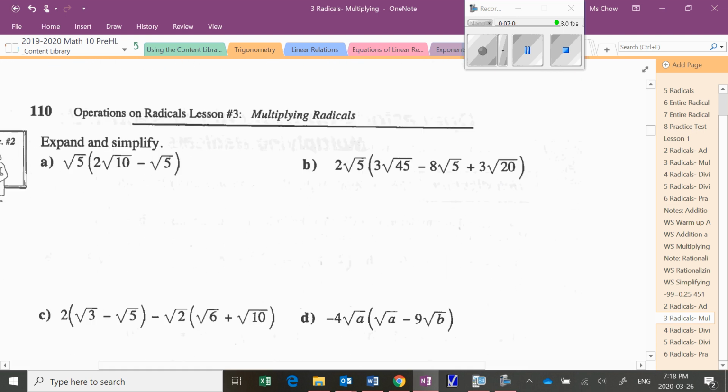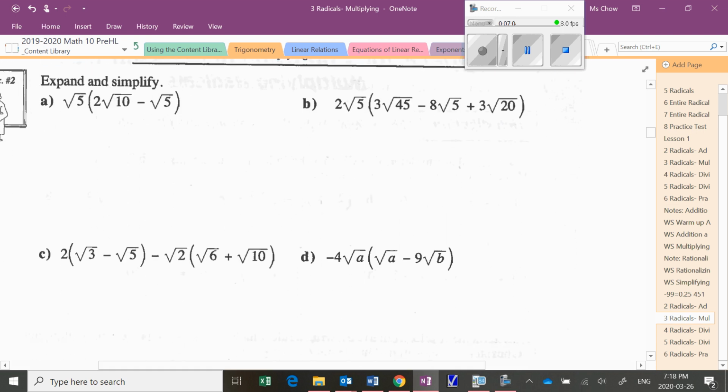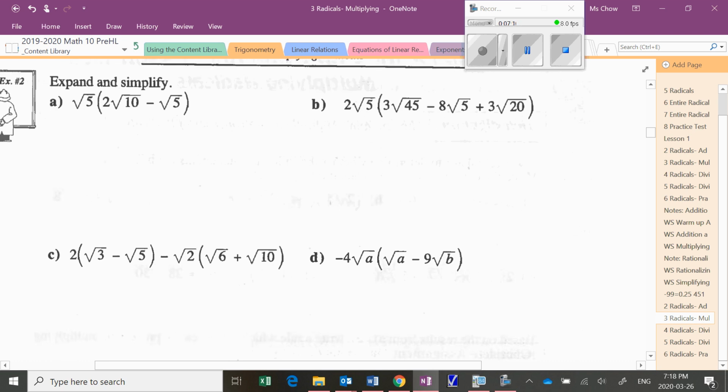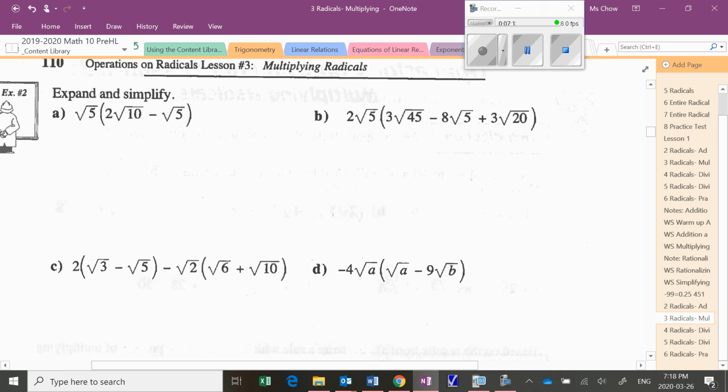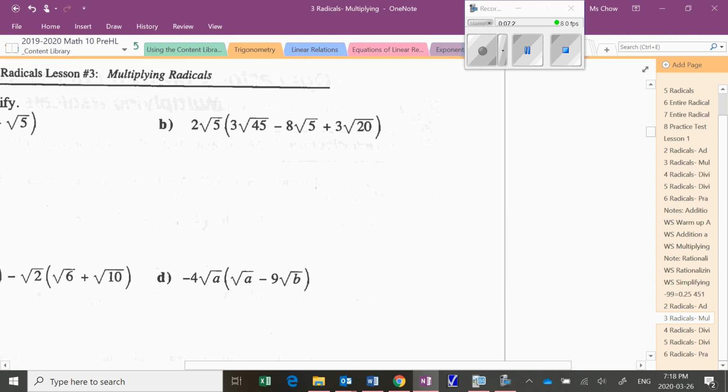Okay, so let's take a look right here. So we've got root 5 times 2 root 10 minus root 5. It says expand and simplify. So this goes back to multiplying polynomials, so it might be the distributive property that comes into play as well. A couple of things that I want you to think about even before we continue on. I'm just going to come over to the side right here.